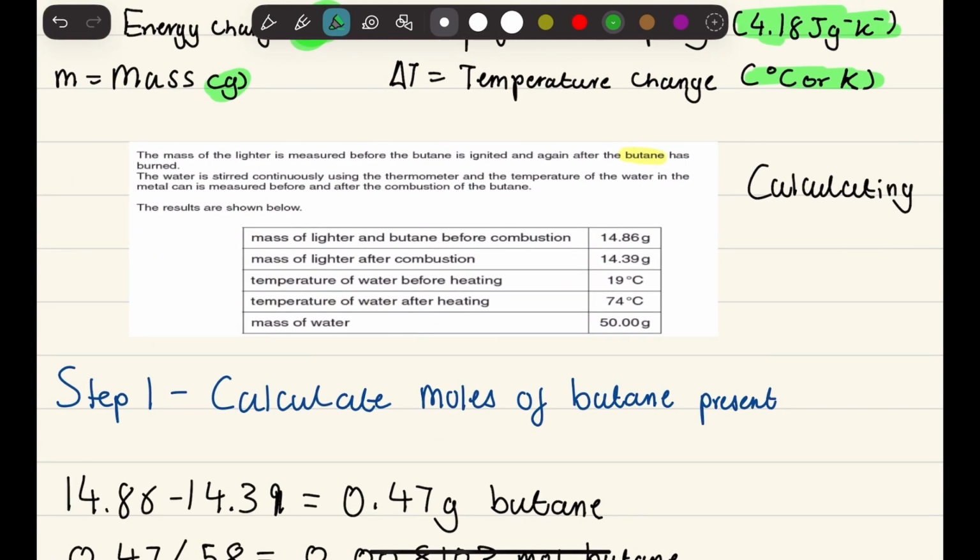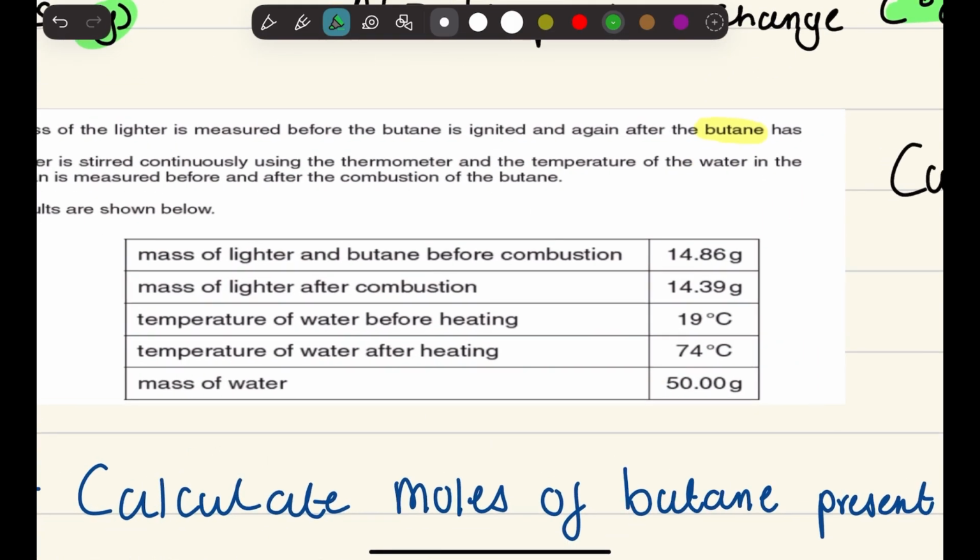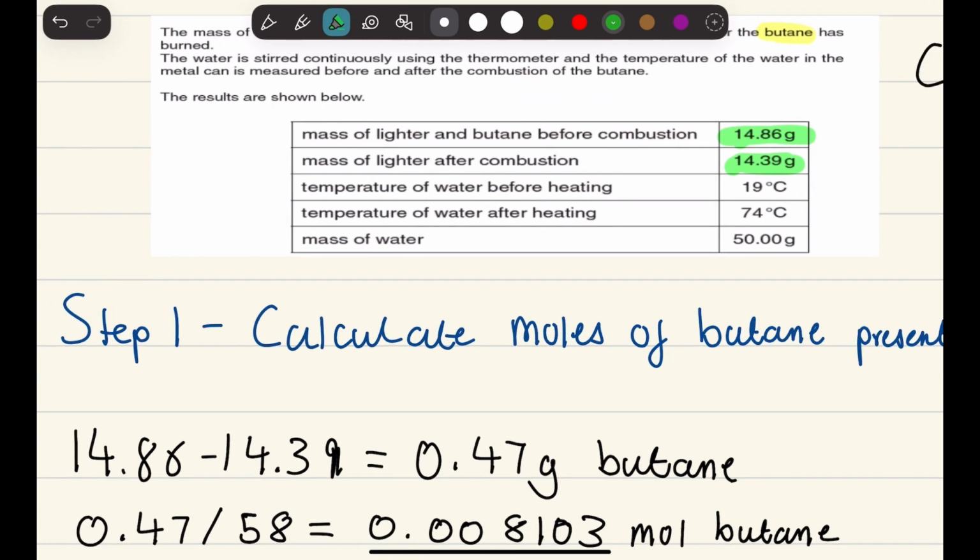Because we've already done videos on this, I'm not going to write out all the formulas that we need to know, but we should know these formulas. So first of all, to calculate the moles of butane, I need to know what the mass is. I know that the lighter contained butane. As combustion was occurring, butane is getting burnt off. So the difference between the mass here and the mass here is going to tell me the mass of butane that got burnt off. So first step, we're going to do 14.86 minus 14.39. You get 0.47 grams of butane.